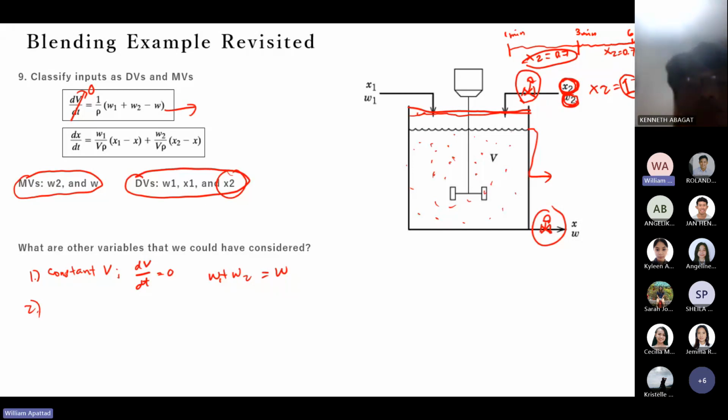Okay? So ang imamanipulate lang natin diyan is yung W2, the flow rate, hindi yung concentration. Gets? Na-gets ba? Yes, sir. Thank you, sir. Okay, may tanong pa? Wala na po, sir.